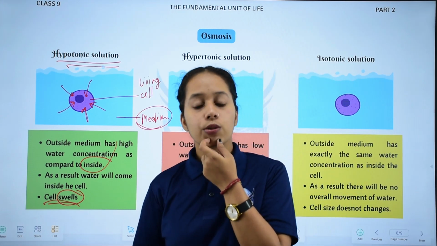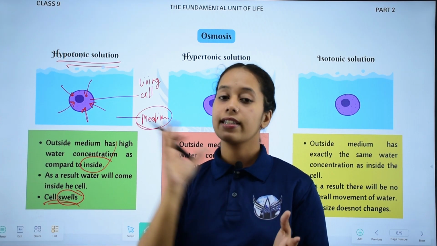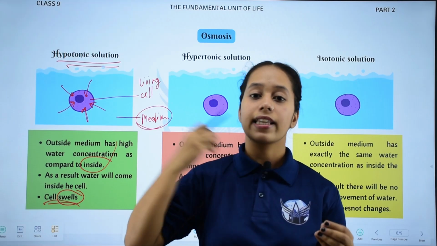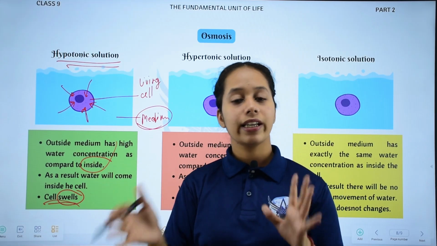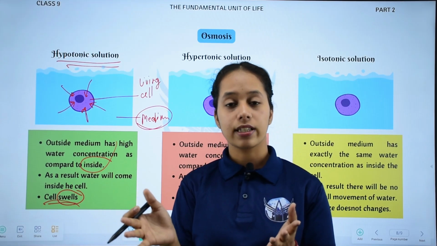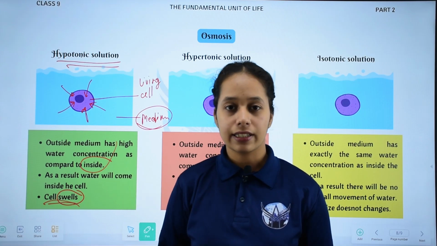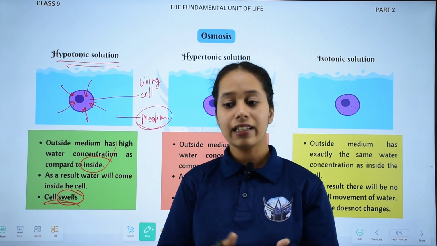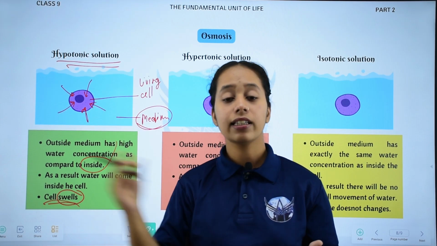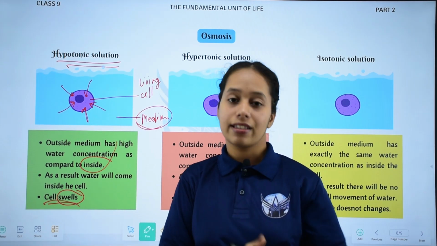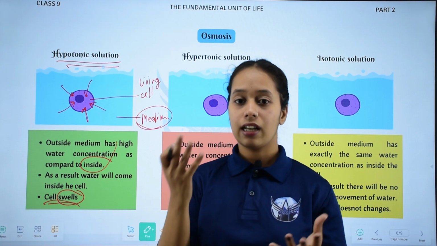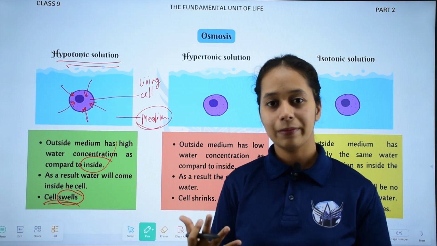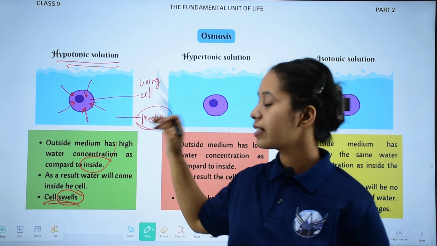Now do not get confused when I say that water is moving from outside the cell to inside the cell. Water will move from outside to inside and also from inside to outside the cell. Both ways are possible, and both processes will be taking place simultaneously. But the net result will be that the movement from outside the cell to inside the cell will be more. As a whole, our final result will be that the cell will swell up. Okay. Now what if we take the same cell?